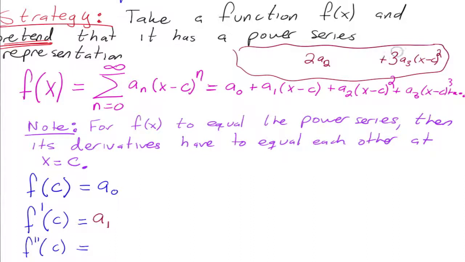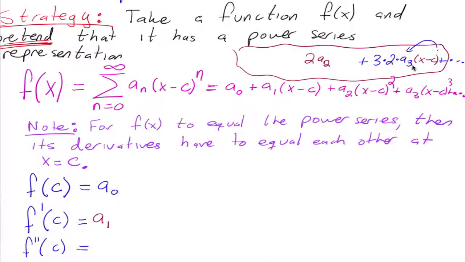So this 2 comes down. The 2 comes down. And so what I'm going to end up with is 3, so this is plus 3 times 2 times a sub 3 raised to the 1, right? And then plus, so this is going to continue on forever, right? So what's the second derivative evaluated at C?